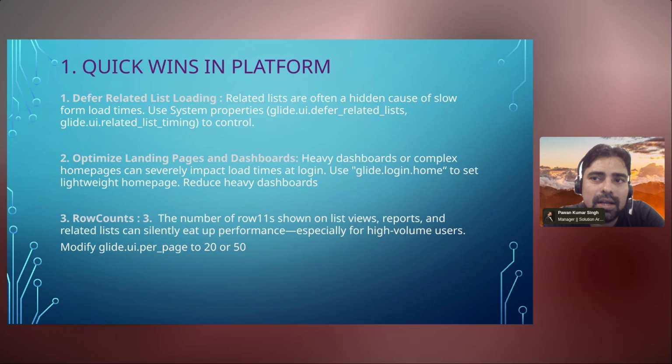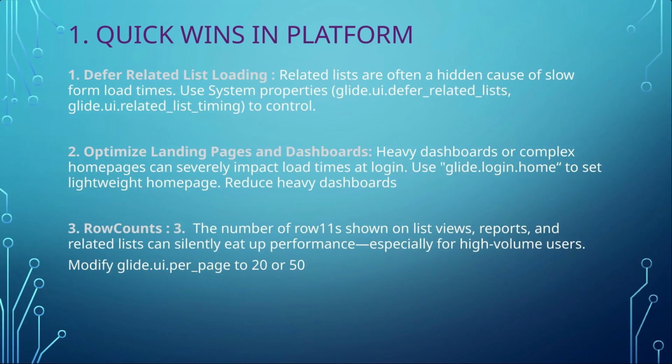But definitely if you talk about the longer term, there are millions of records, there is a lot of data to be queried out. So this row count property, which we are talking about, point number three, is very important. Glide UI per page is basically the one setting that we can control over here. So that's a very quick win in the platform, guys, and we can use it to optimize our quick settings in ServiceNow performance.